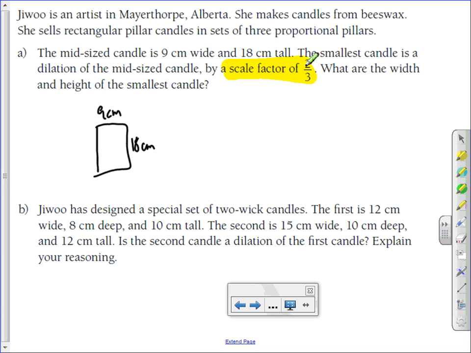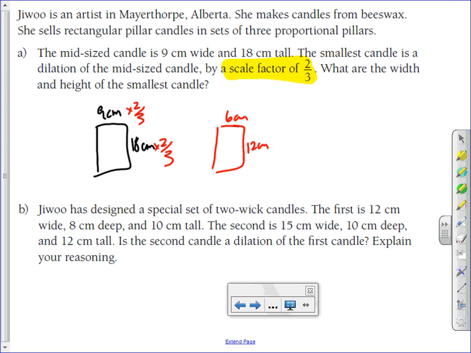So we multiply each of these by 2/3, and when you do that, you get new dimensions, which would obviously be smaller. 2/3 of 9 is 6 centimeters, and 2/3 of 18, I believe, would be 12 centimeters. And so that's an example of a dilation.